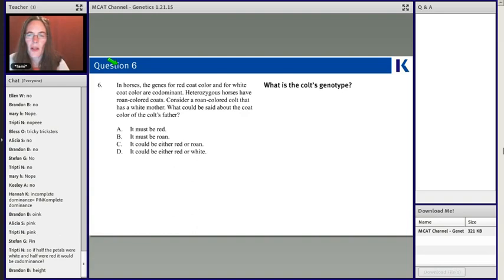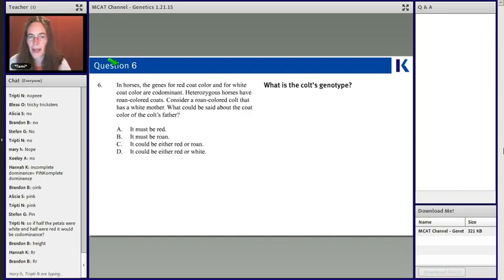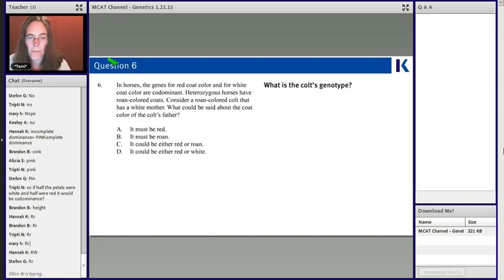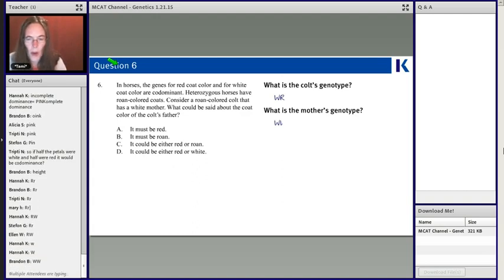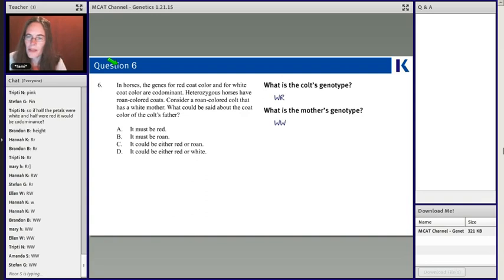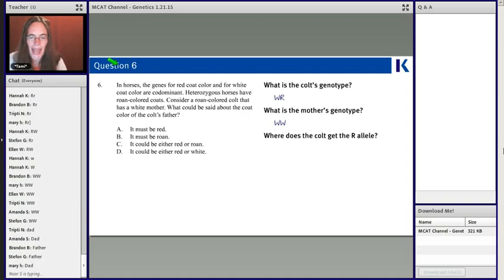So first of all, what is the colt's genotype? He has a roan-colored coat, so he's got to have a red, and we know he got a white from his mom. We're going to call it white-red. The reason they're both capital is to show that they're codominant. That's why we don't use a capital and a small letter. What was the mother's genotype? White-white. Where did that R allele come from? Had to come from dad.